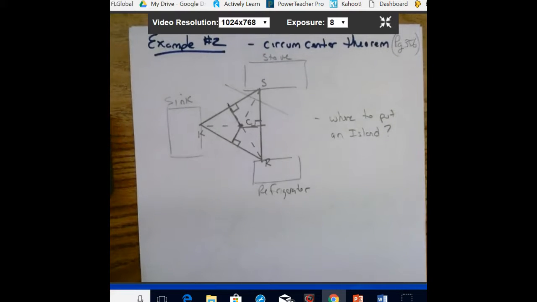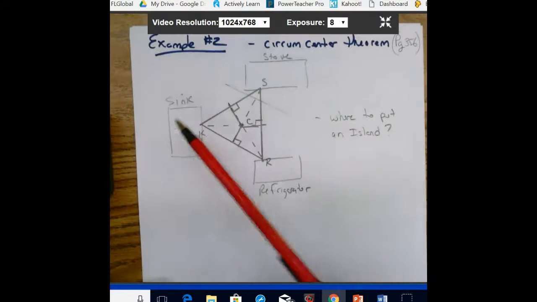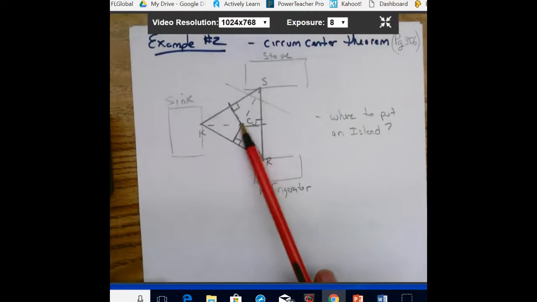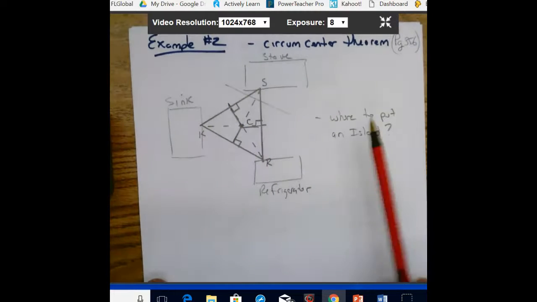And this one is talking about, it's like a word problem. It says you have a stove, a sink, and a refrigerator in the kitchen, and you want this island. You want to put the island right in the middle. Well, how do you figure that out? Where do you put the island?